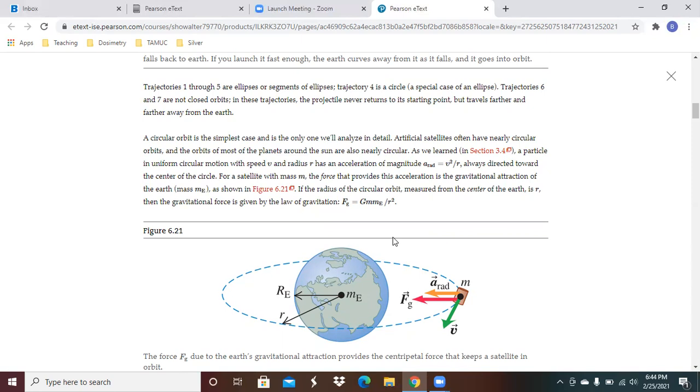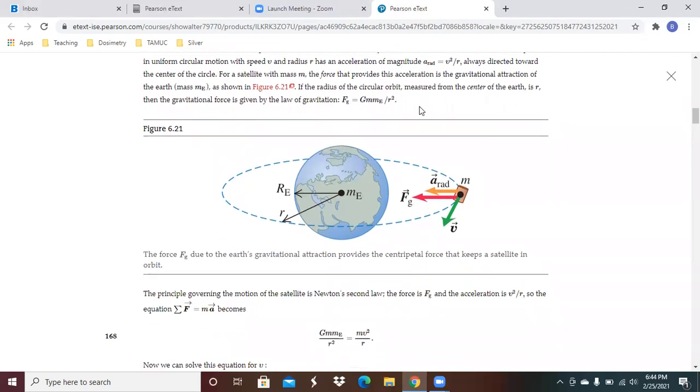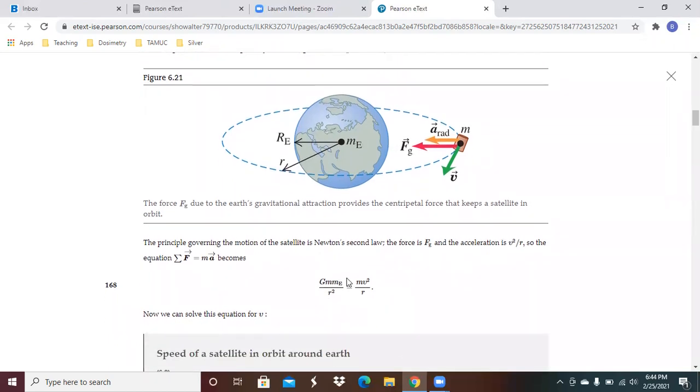We know the radial acceleration in uniform circular motion, and we know that's always directed towards the center of the circle. So for a satellite of mass m, the force that provides this acceleration is the gravitational force of the Earth. If the radius of the circular orbit measured from the center of the Earth is r, then the gravitational force is going to be considered to be this.